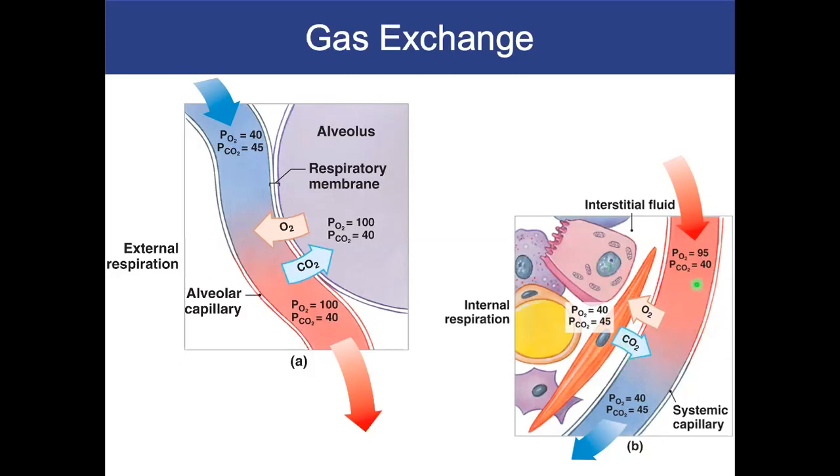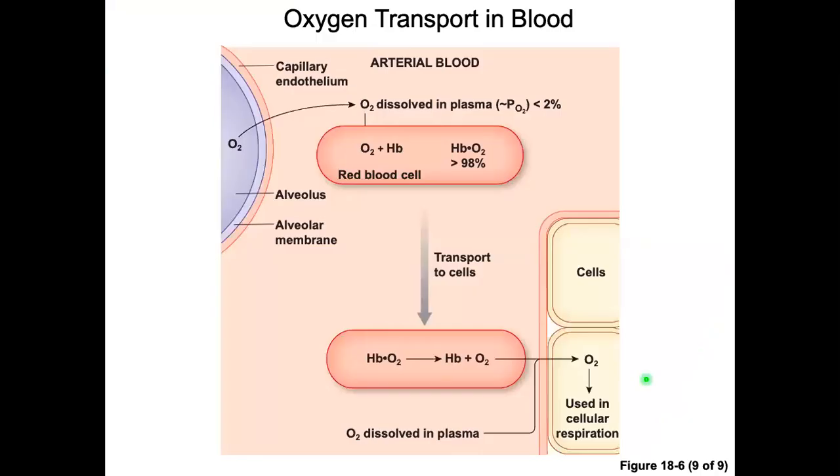Okay, take a look at oxygen. So oxygen levels 95 versus 40 leaving the capillary bed. CO2 40 versus 45. Again, you don't see much of a shift in CO2 because your body regulates that CO2 heavily. Okay, so I'd like you to know how the gases are transported in the blood.